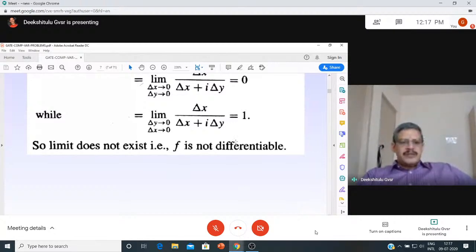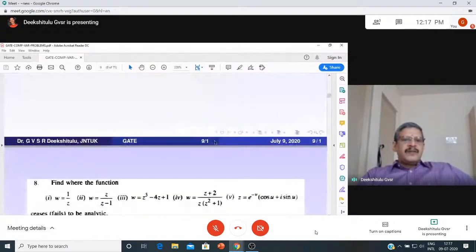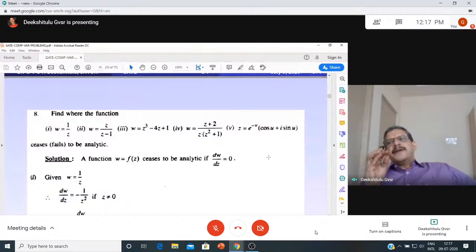Find the derivative from the definition, similar problems. I don't want to repeat this thing. Find where the following functions fail to be analytic. If analytic, the function must be differentiable at that point and around that region, around the neighborhood of the point. So if we can prove that f is not differentiable, that's enough.